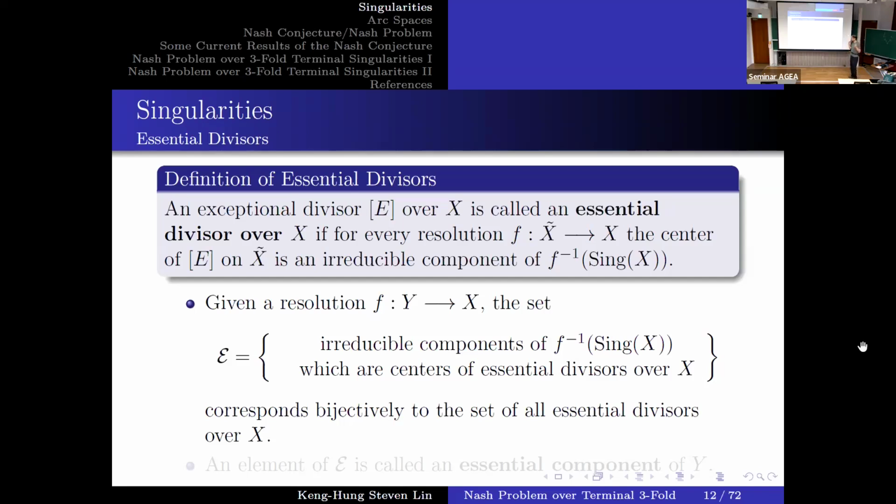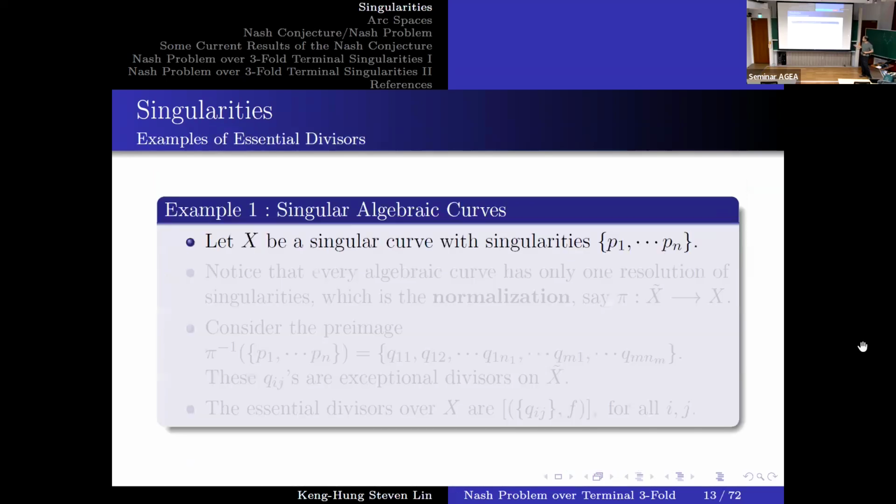So if F1 and F2 are resolutions, we say E is essential. It means that if we transport E to X2, if E appears on the exceptional set of X2, then we say E is essential for all resolutions. Okay, so this is just a mild comment.